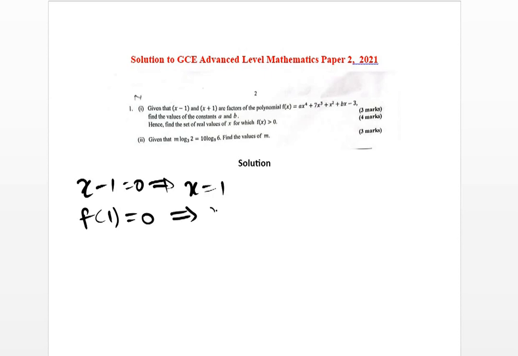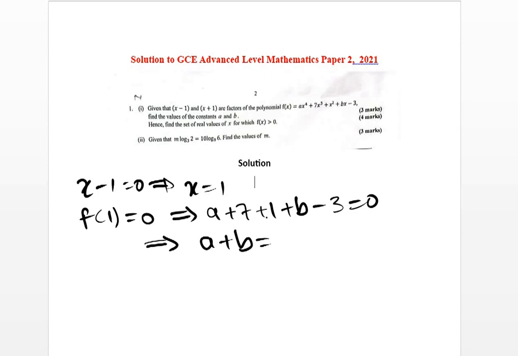We substitute there. We are going to have a, 1 to the power 4 is a, plus 7, plus 1, plus b into 1, minus 3 equal to 0. When we arrange that, we have a plus b equal to negative 5. That's equation 1. x plus 1 is a factor. It means f of negative 1 equal to 0.